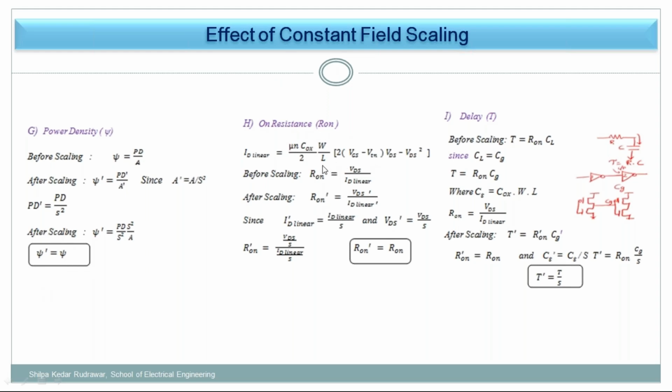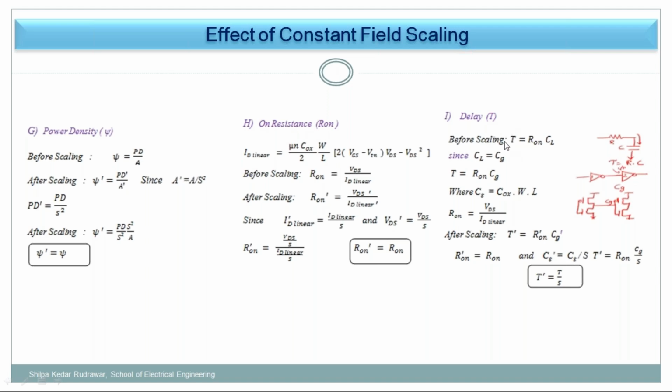On resistance, same way you can find resistance is nothing but V upon I. So VDS is taken and ID linear is taken. Replace that value accordingly. So here also you are able to see there is no effect of scaling on the value of resistance before and after scaling. Okay. Now here just I want to concentrate on delay.